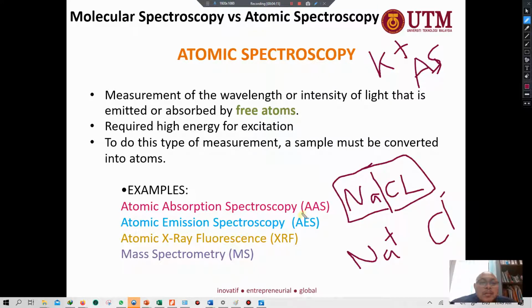Okay, so the question can ask, if it is very simple, please define atomic spectroscopy. So you can just define this. Let's say it's 2 marks. Let's say it's 3 marks, so you need to give an example. Okay, that's the kind of question that can be asked during the examination.